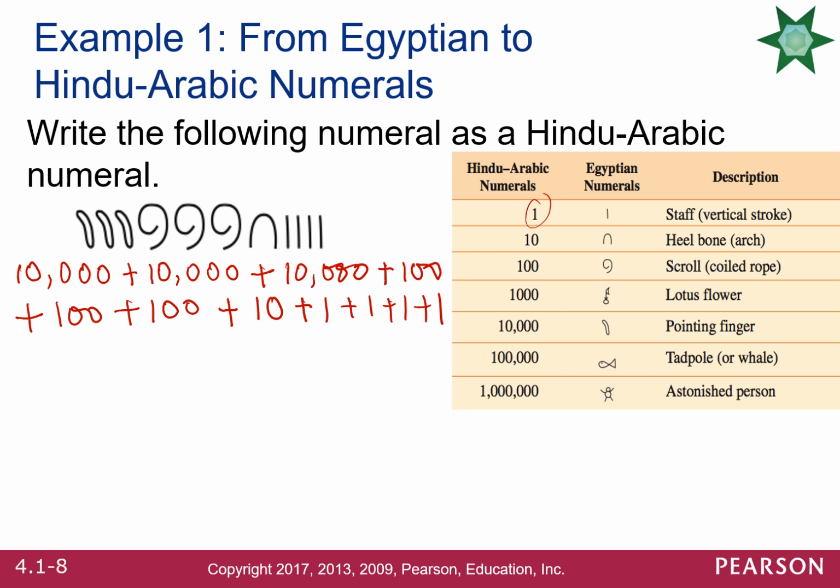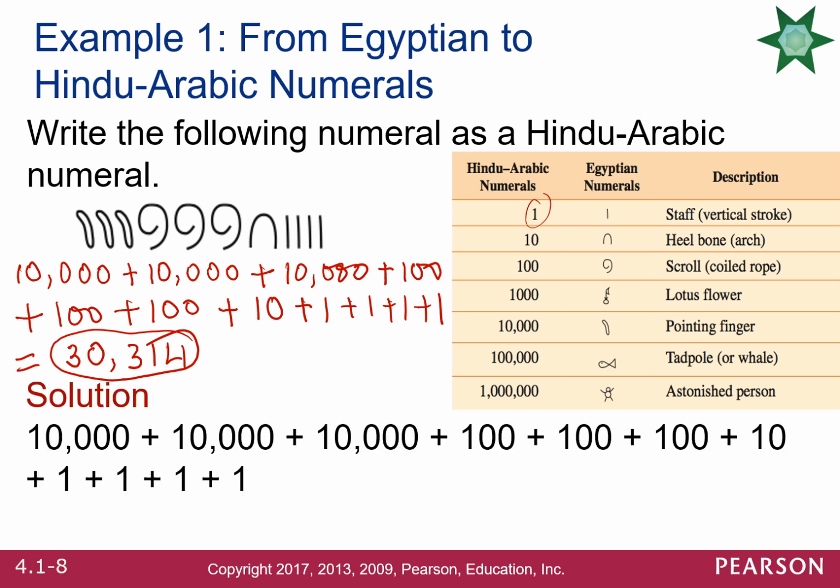All right, and now we are going to add them up. So we have 10,000, 10,000, 10,000, 3 10,000s, 30,000, and then 300. So let's do it this way: 30,000, and then 300, and then 10, right? 10 and 4, right? So when you add up all these values, you should get 30,314. So let's see what the solution is that they've given us here.